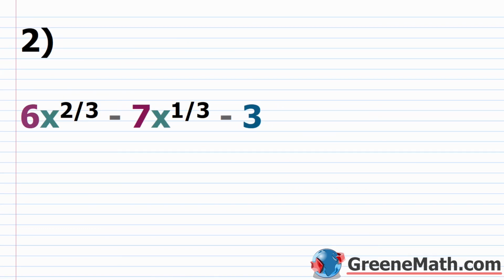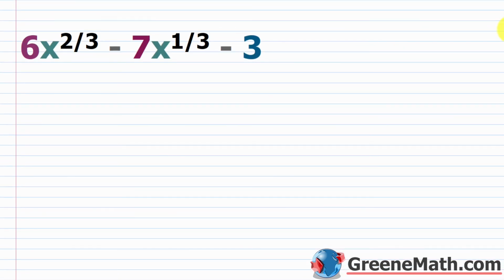Let's look at the second problem. So we have 6x to the power of 2/3 minus 7x to the power of 1/3 minus 3. Typically, when you're working in a factoring section, you get stuff that looks like this. So maybe you would see something like 6x squared minus 7x and then minus 3. This is what we call a quadratic, right? Basically, this guy is a 2 and this guy is a 1, and here you don't have a variable.